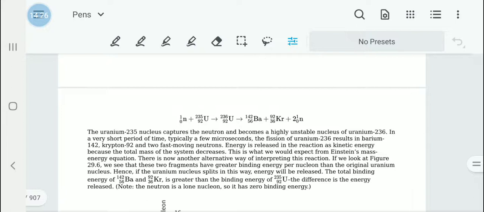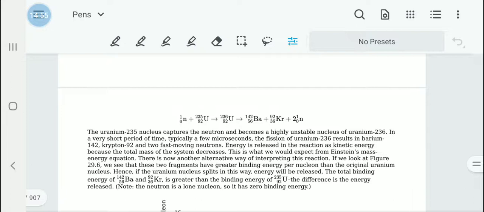And the energy that is produced is released as kinetic energy because the total mass of the system is going to decrease and that energy is going to be converted into kinetic energy. So that is actually explained by Einstein's mass-energy equation.